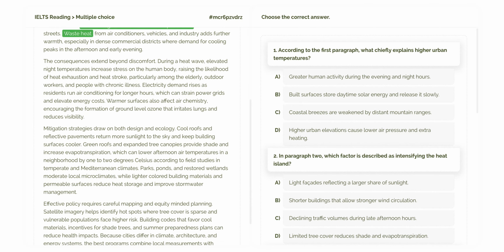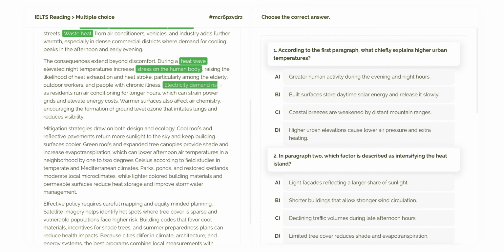Paragraph 3. Here, the focus shifts to consequences. It describes the negative results of all this urban heat. The gist is that the heat has serious impacts, with key terms being heat wave, stress on the human body, electricity demand rises, and ground level ozone.